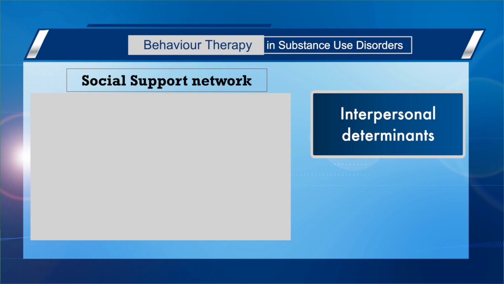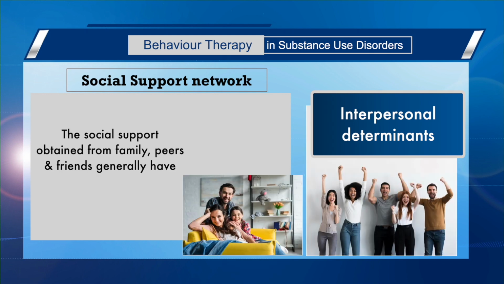So, interpersonal determinants of substance use. Till now we have seen intrapersonal determinants, now we are discussing interpersonal determinants. First, the social support network. We all know a social support network is made up of family, peers and friends. The social support obtained from family, peers and friends generally includes expressions of empathy, love, trust and caring. This has been shown to be beneficial for abstinence and recovery from substance use disorder.